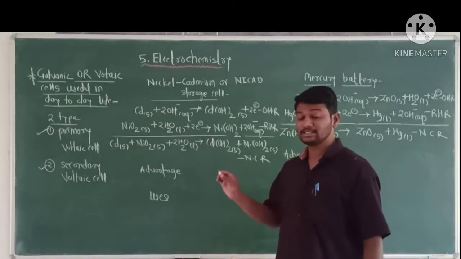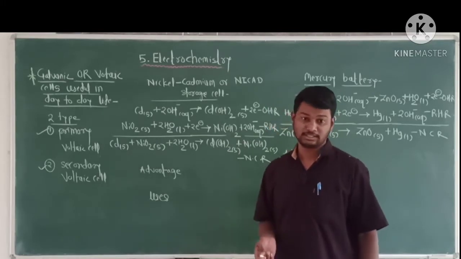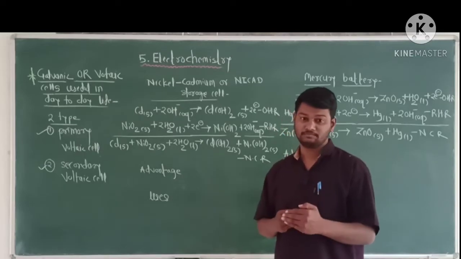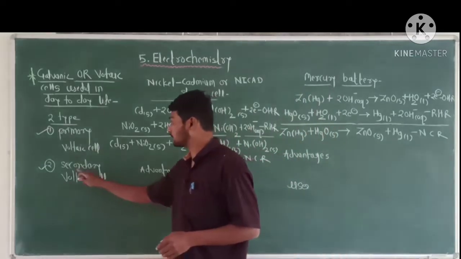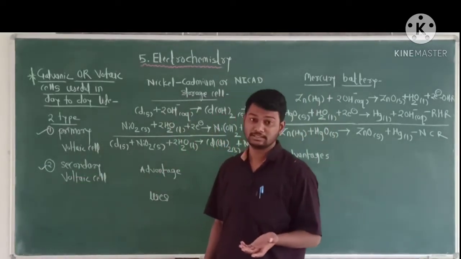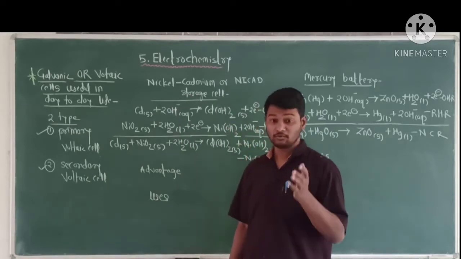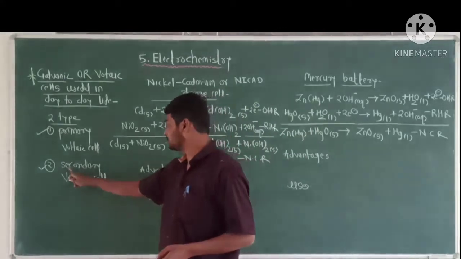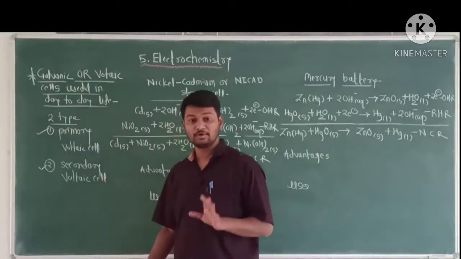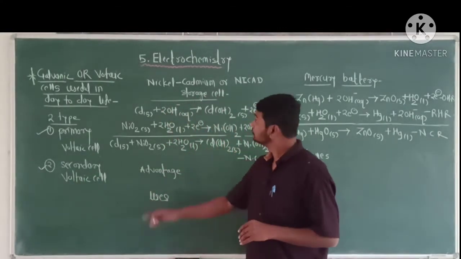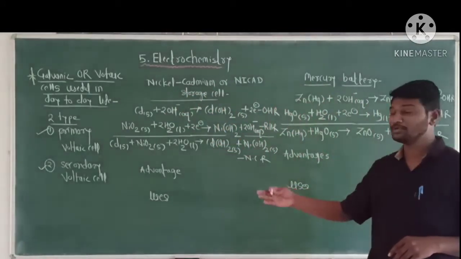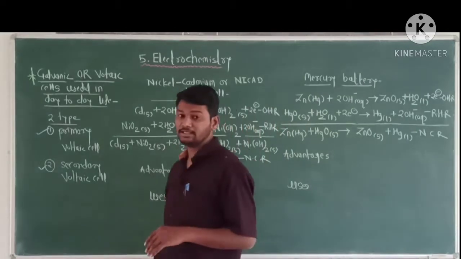The voltaic cell that can be recharged, that is, in which the cell reaction is reversed, is called a secondary voltaic cell. For example, lead storage battery, nickel cadmium cell or mercury battery. These are examples of secondary voltaic cells.